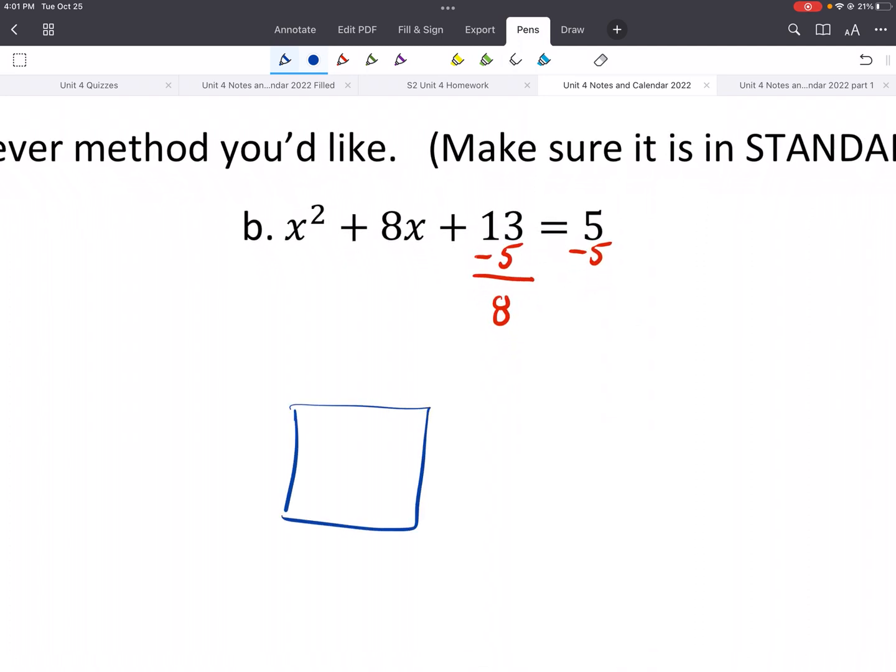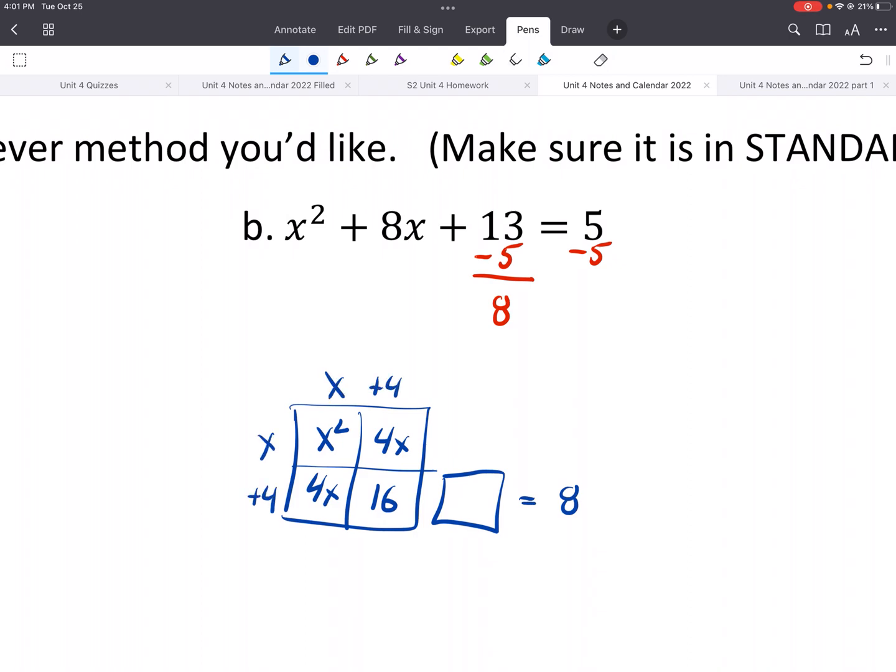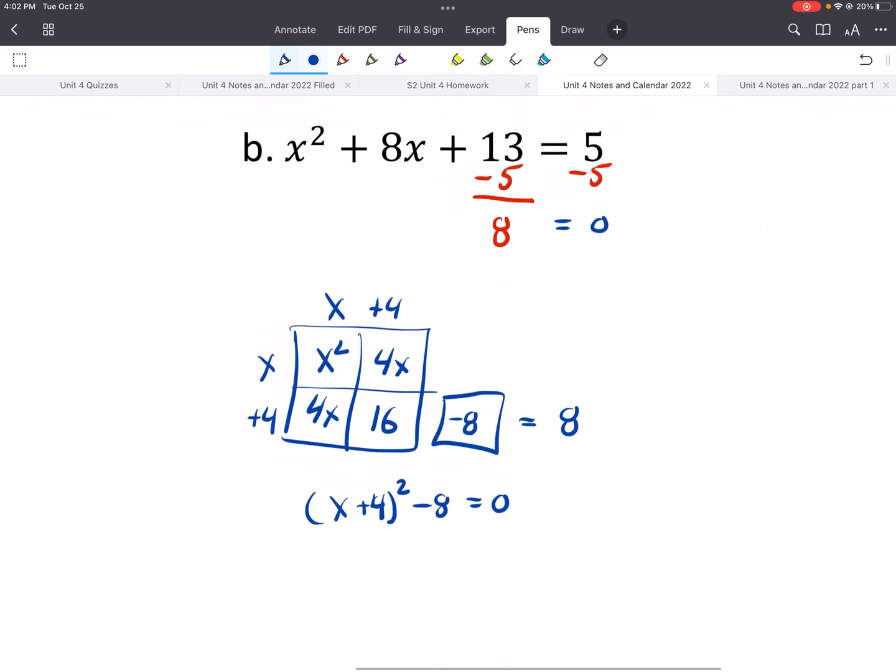So here we've got our box, and our extra box has to add up to give us 8. So we've got x squared, 4x, 4x. This has got to be 16. And we don't want 16, we need 8, so we need to subtract 8 from it. So we get x plus 4 times x plus 4 is x plus 4 squared, minus 8 is equal to 0. Probably should have put that there. And then we would use square roots to solve. So add 8 and square root both sides.